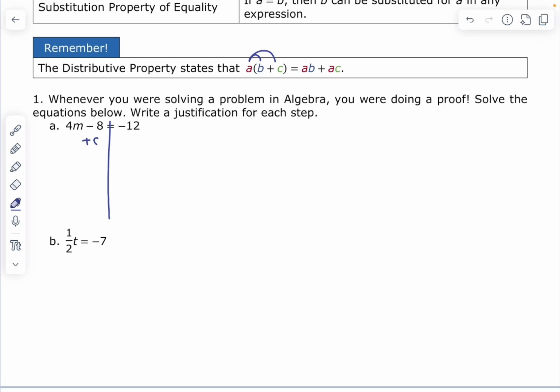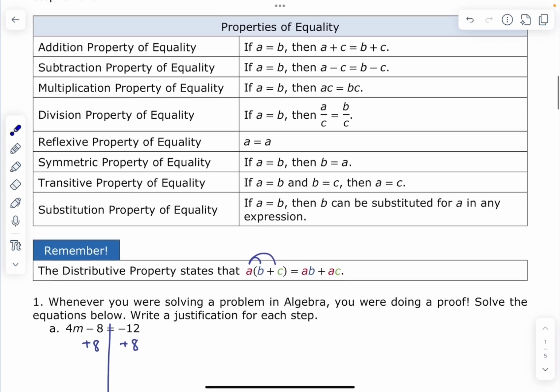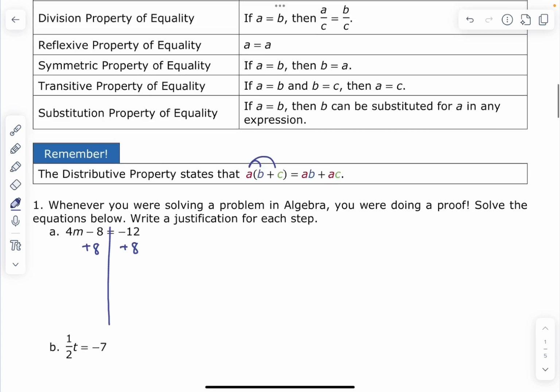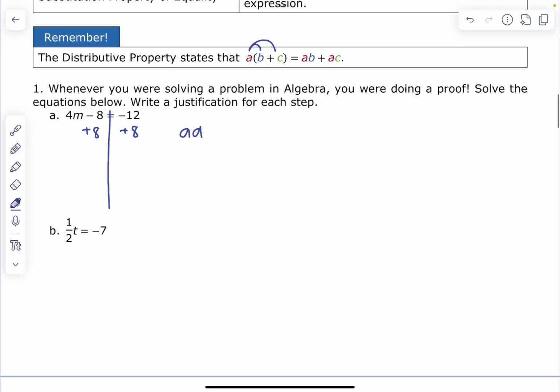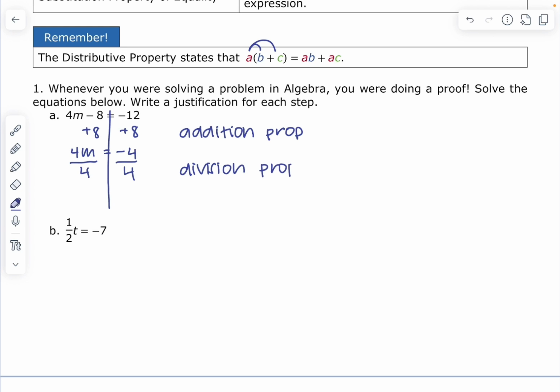So I'm going to do the opposite. I'm going to add 8 to both sides. Okay, if I'm looking at my properties up here, I am using the addition property of equality. So I'm going to label that here. I'm using the addition property. On the left side of my equation, I'm going to be left with 4m, and on the right, negative 12 plus 8 leaves me with negative 4. Okay, to get m alone, I'm going to divide both sides by 4, which is using the division property. And that gets me m equals negative 1 as my solution.